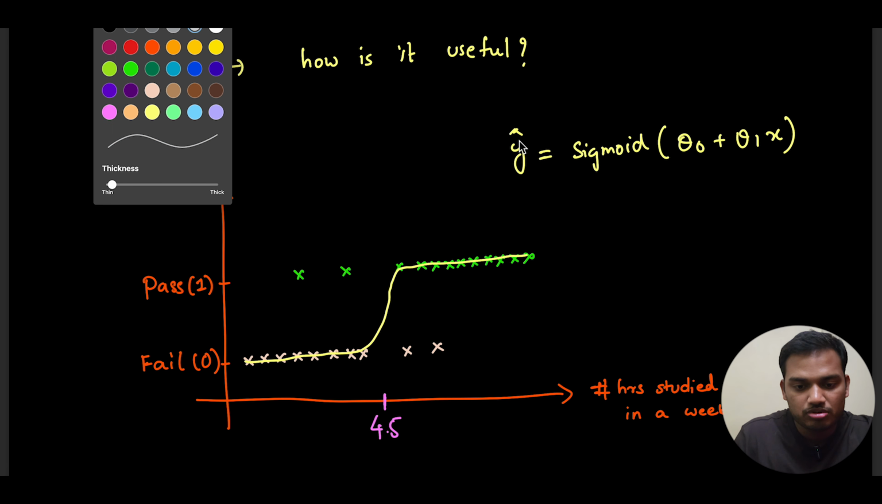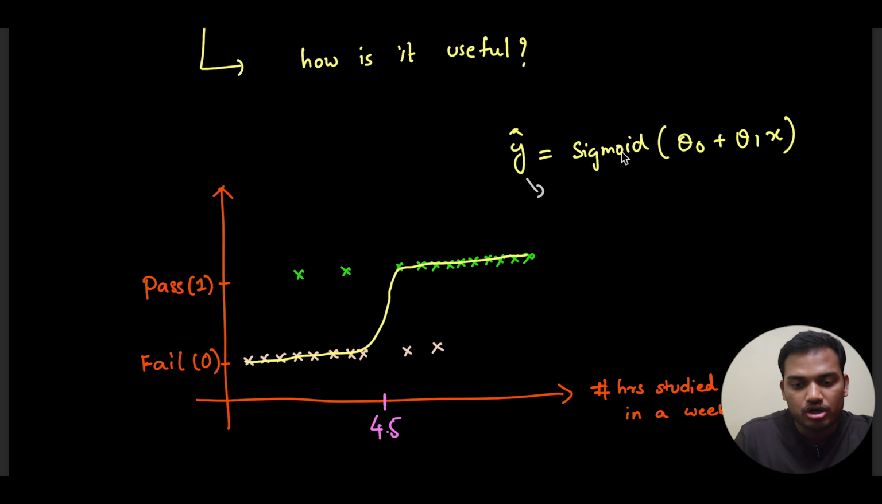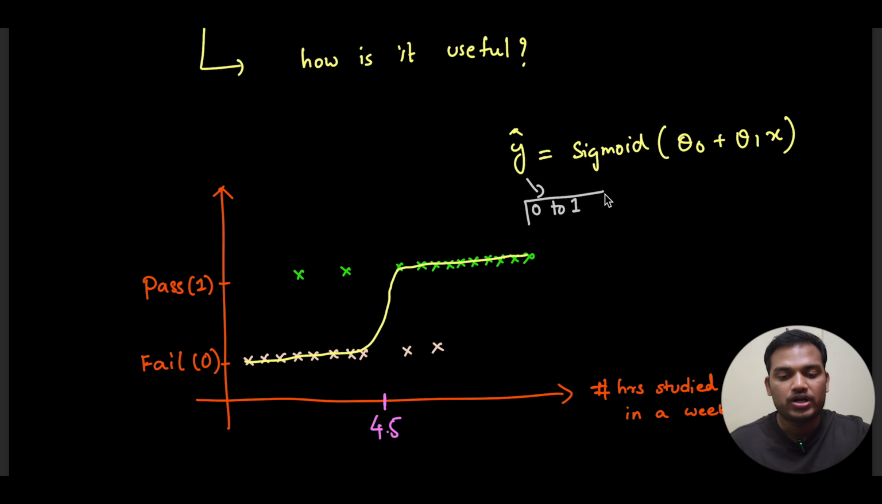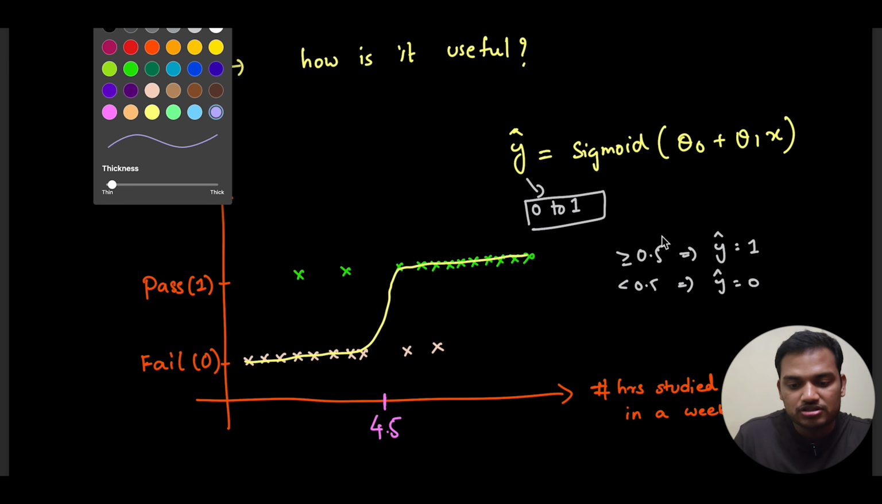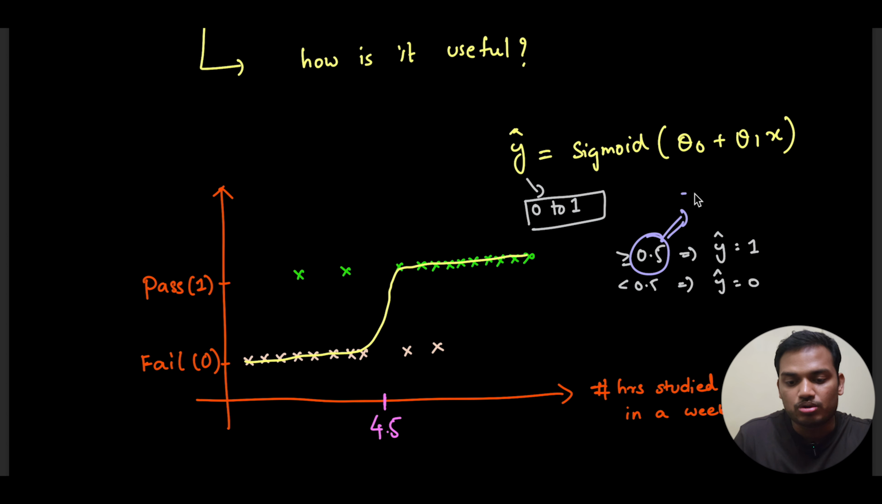And if you remember, this y cap, the output of sigmoid, ranges between 0 and 1. While discussing logistic regression, I explained that 0 to 1 is a kind of probability score, and if it is greater than 0.5, we say the predicted class is 1, and if it is less than 0.5, we say the predicted class is 0. But actually, this 0.5 is our threshold.